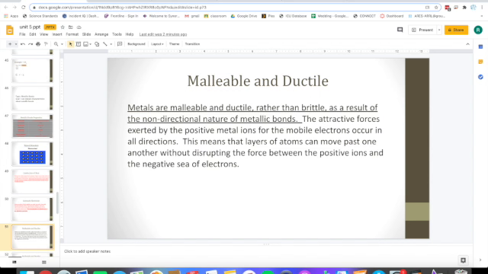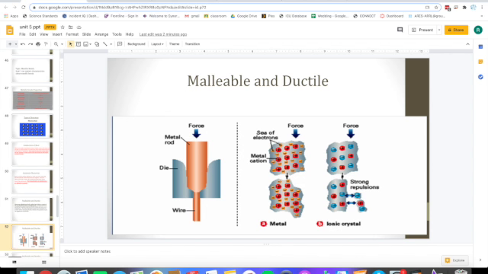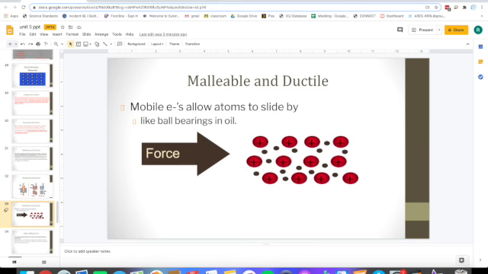Malleable and ductile. Metals are malleable and ductile rather than brittle as a result of the non-directional nature of metallic bonds. So they're able to move around very easily, which means they don't break very easily. This kind of shows that since it has this sea of electrons, it can just kind of move and be pushed, have force acted on it without breaking those bonds.